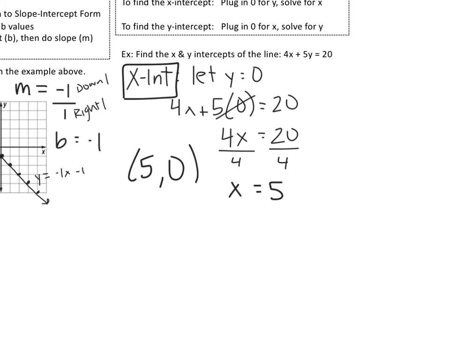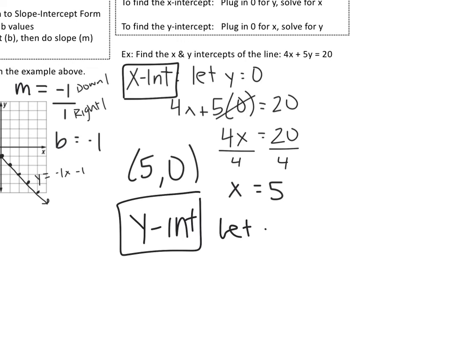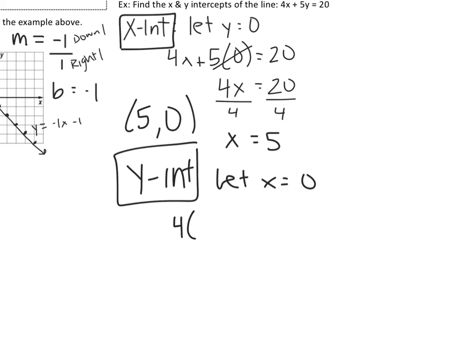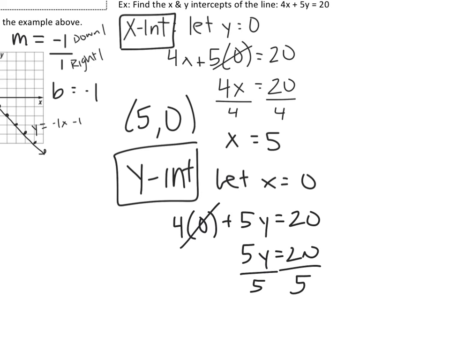Now, to solve for the y-intercept, you need to plug 0 in for x, so let x equal 0. And then let's scroll this up a little bit. So you do 4 times 0 plus 5y equals 20. Solve for y. 4 times 0 is 0, so you have 5y equals 20. And divide by 5 on both sides. And you end up getting y equals 4. So for your y-intercept, you've got to make sure that you put the 4 in the y spot, and it would be the point (0, 4).